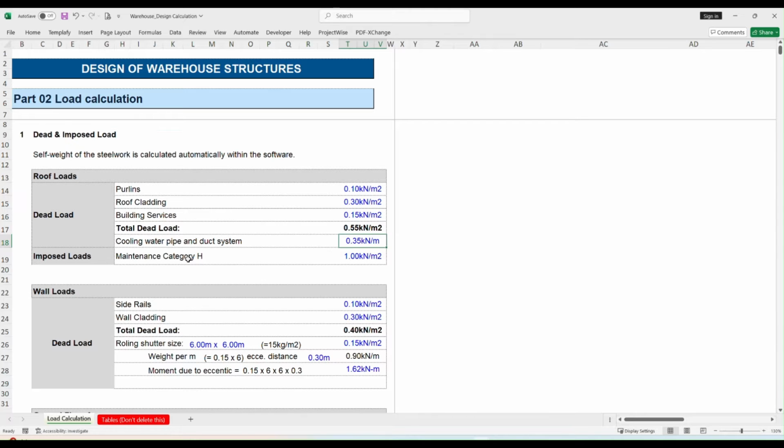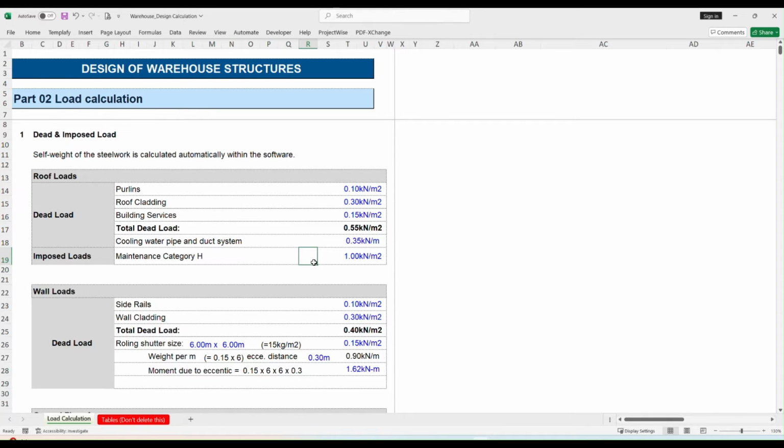And cooling water pipe and duct system, HVAC duct system, is required for the warehouse. We need to consider this. For that we can consider 0.35 kN per meter, that is 35 kg per meter.